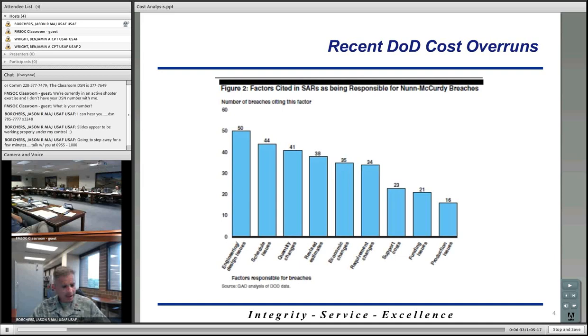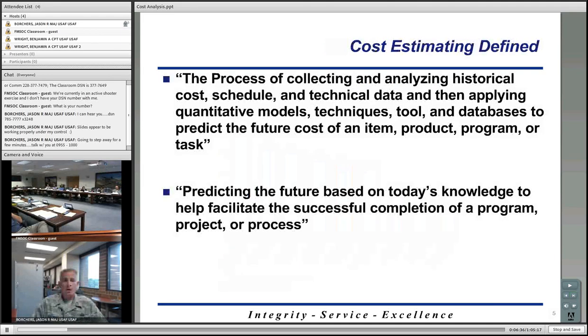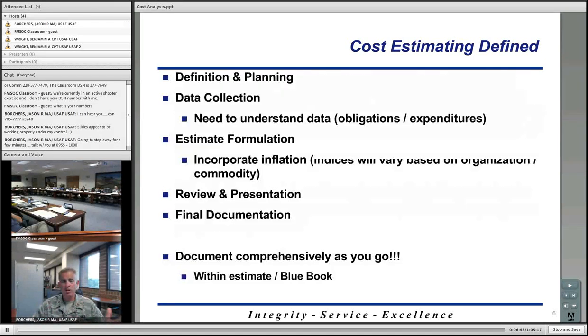There are really five main steps in the cost estimating process. First, really the most important of the steps, is the definition and planning. This is where you're going to define what you're going to estimate. You're going to review the scope of what you're going to estimate. So this is where your entire programmatic estimate, your cost estimate, will be defined. This will set the stage for every step that happens afterwards.